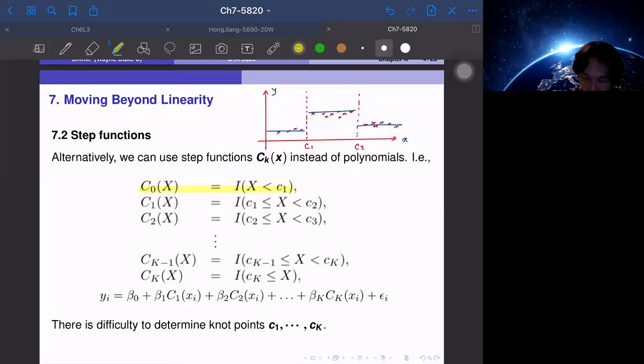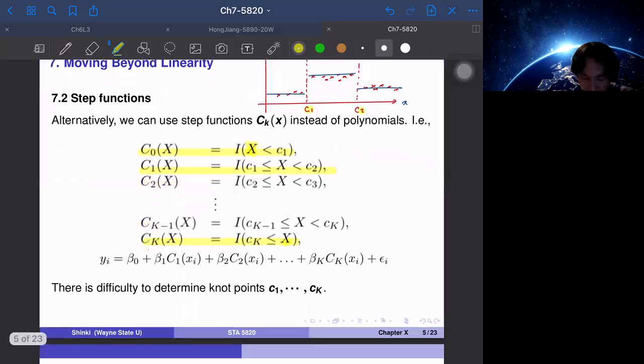So we have the step functions, the C0. This is the indicator function for X less than C1, an indicator function for X between C1 and C2, and an indicator function for X more than CK. Then in this model, estimating beta naught to beta k, this equation is linear in terms of beta naught to beta k.